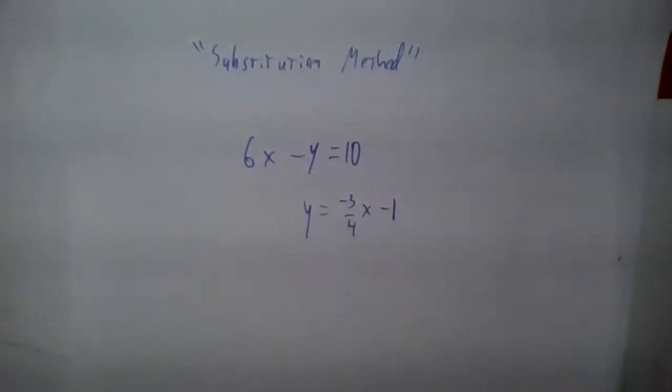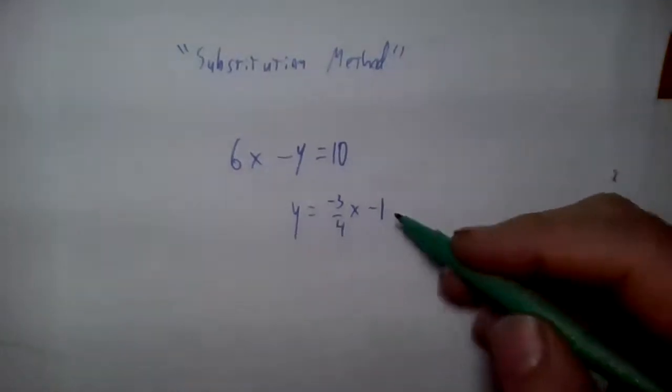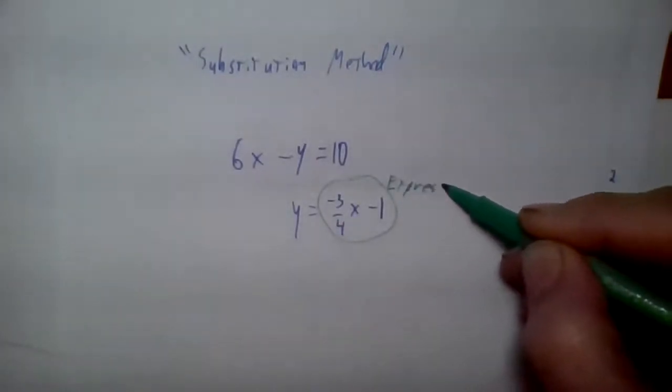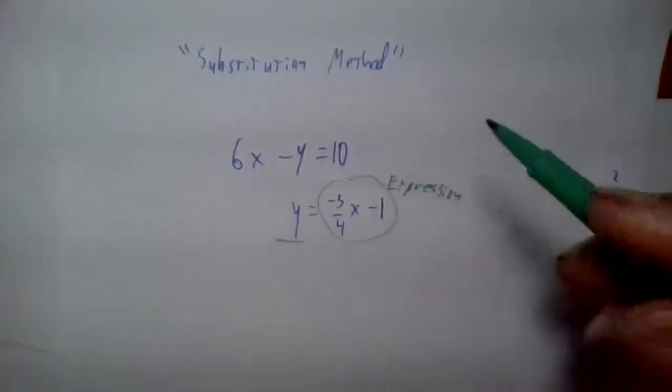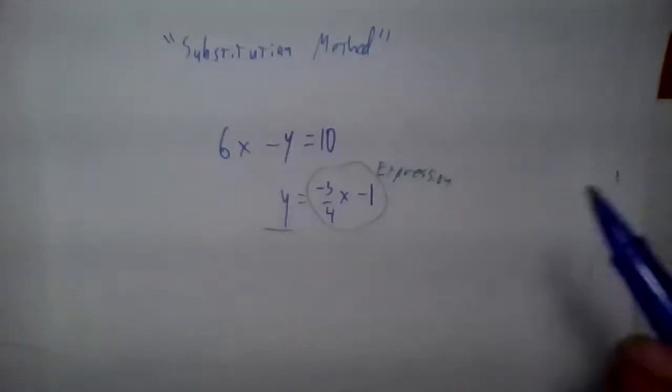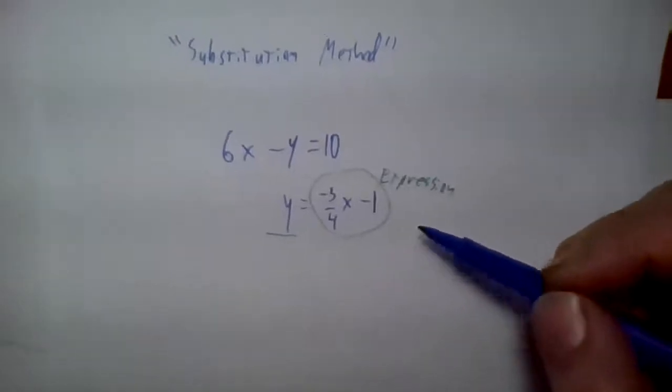Hopefully stop the sneezing now. But the goal for the substitution method is to get an expression equal to one of the letters and then substitute it in. Really persistent sneezes. Okay. Y is supposed to be equal to this thing.